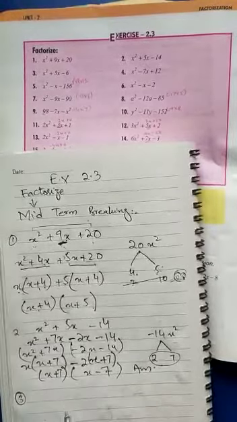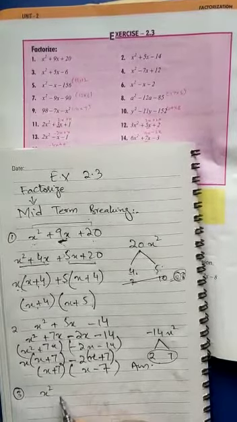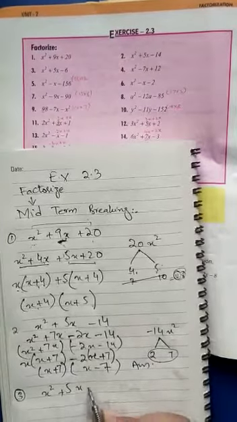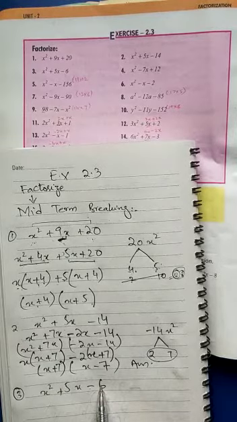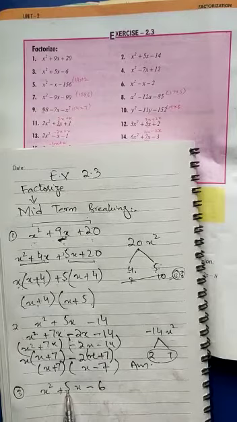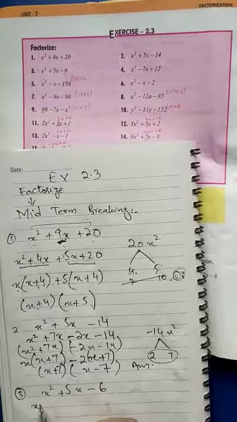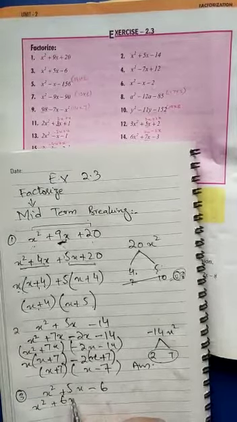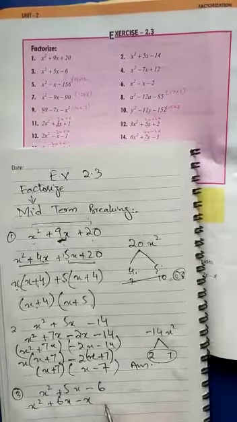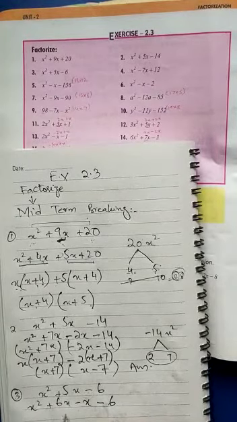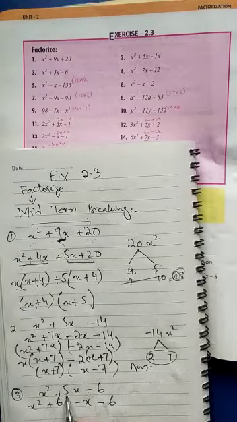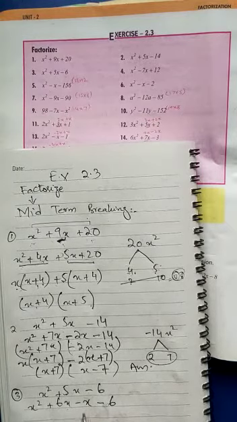Third part, very easy, that is x square plus 5x minus 6. Again we have to make the factors of 6, and when we add or subtract them, we will get the answer, that is 5. So the ideal factors for that are x square plus 6x minus x minus 6. 6 into 1 is 6. Here we can see that we are going to subtract these values, and we will get the answer 5x when we subtract x from 6x.